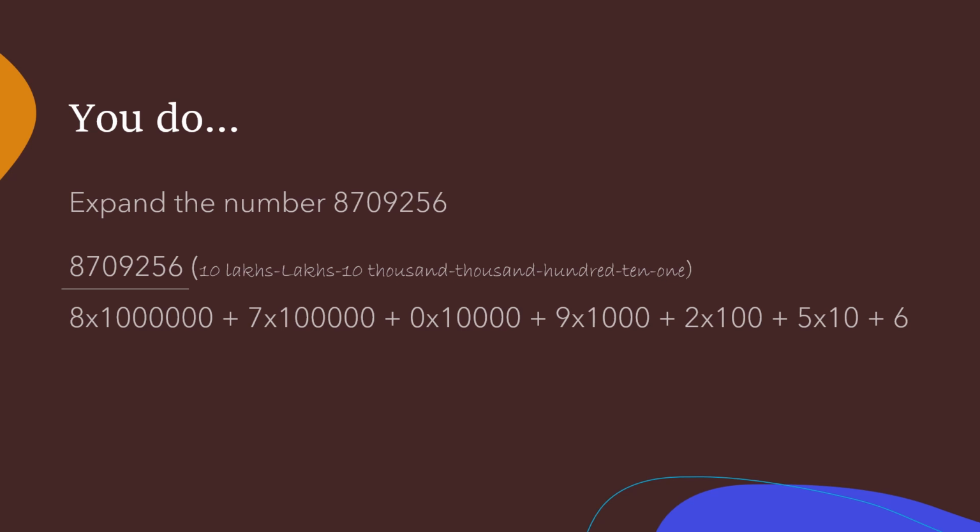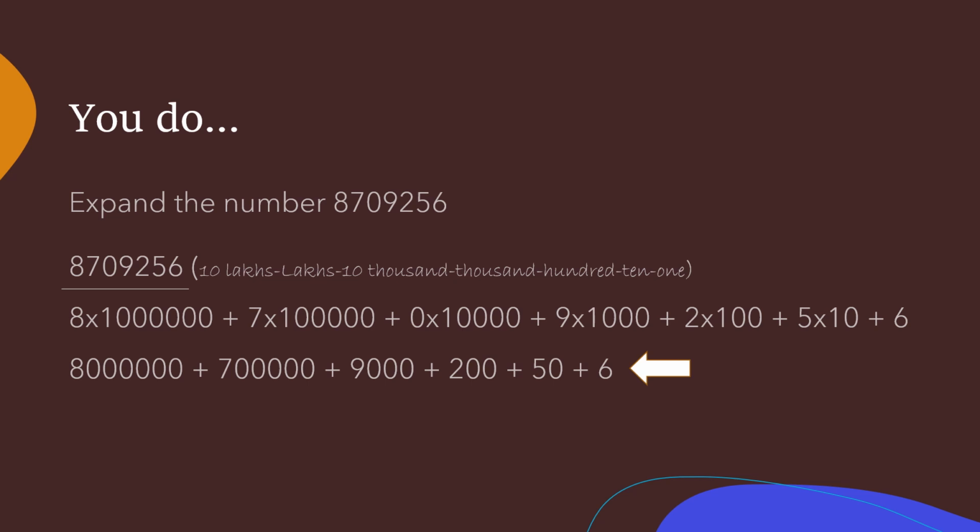Then I put plus 7, multiply it by lakhs, plus there is no value, it's 0, multiplied by 10,000, plus 9 multiplied by 1000, plus 2 multiplied by 100, plus 5 multiplied by 10, plus 6, which gives us the expanded form of 80 lakhs plus 7 lakhs plus 9,000 plus 200 plus 50 plus 6. This is the expanded value of the number we were working on. However, do note that the 0 digit is not appearing in the expanded value because it is 0.